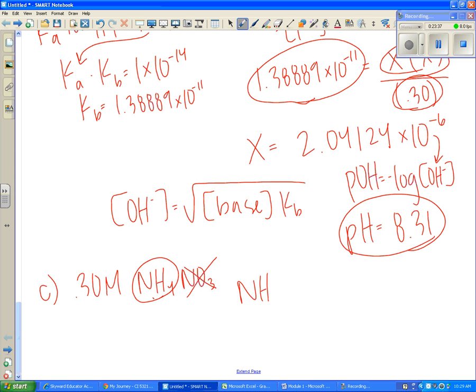So we'll have the ammonium ion reacting with water in solution. It's acting as an acid. Acids donate hydrogen ions, so we'll get ammonia and what?